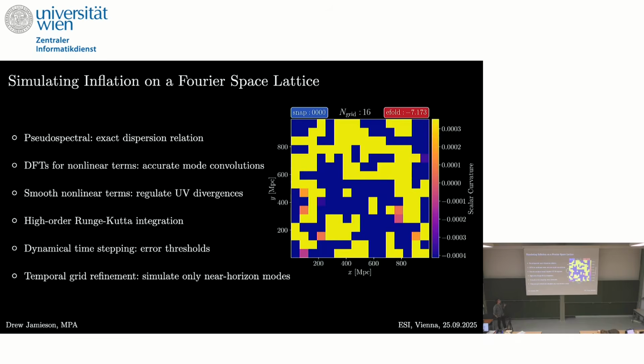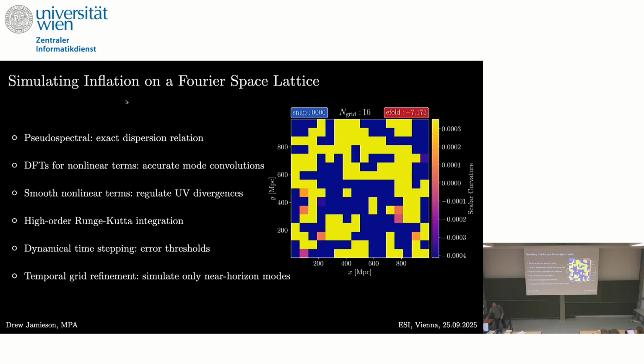I use Fourier transforms to evaluate nonlinear terms, the mode convolutions. I smooth the fields before I do this because in inflation, you have vacuum fluctuations that have a huge amount of power, but those should just be oscillating linearly. They shouldn't be affecting the larger scales nonlinearly, so you have to regulate those. We solve our equations of motion using a high-order Runge-Kutta scheme that's also an embedded one. So we do error tracking through our numerical integration, which lets us set thresholds and do dynamical time stepping through step rejection and then repeating with a smaller time step.